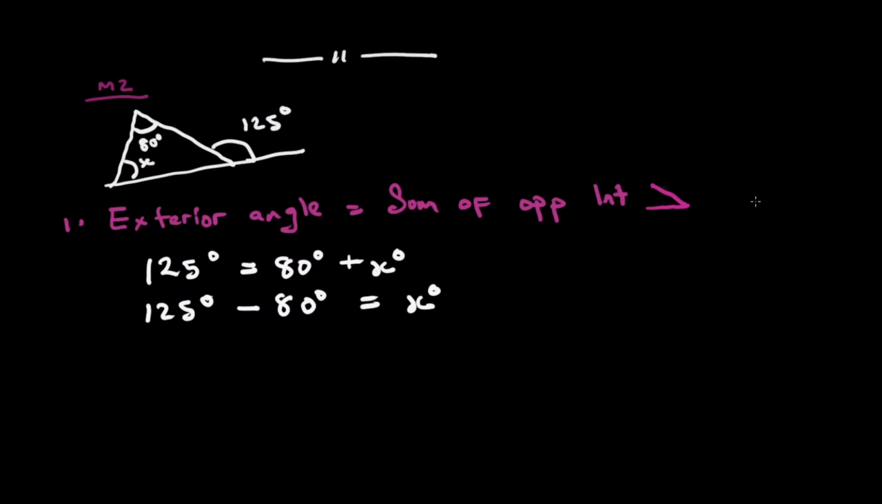And now we need to know what 125 minus 80 is. 5 minus 0 is 5, and 12 minus 8, that's 4. So we retain our answer. x degrees is equal to 45 degrees.